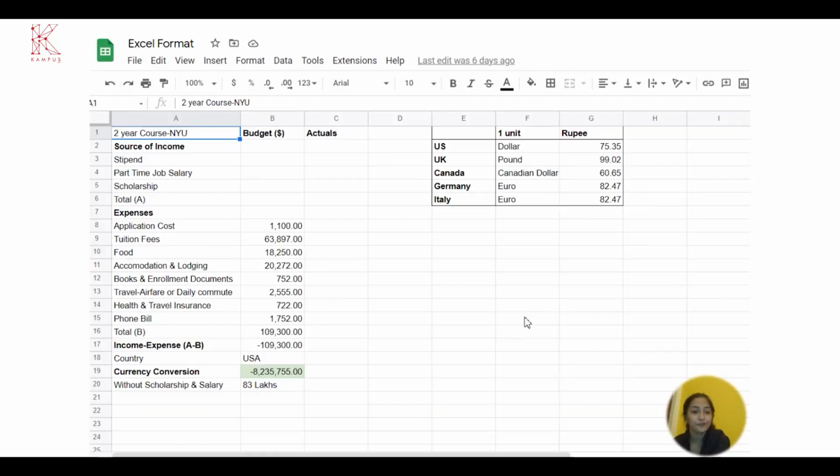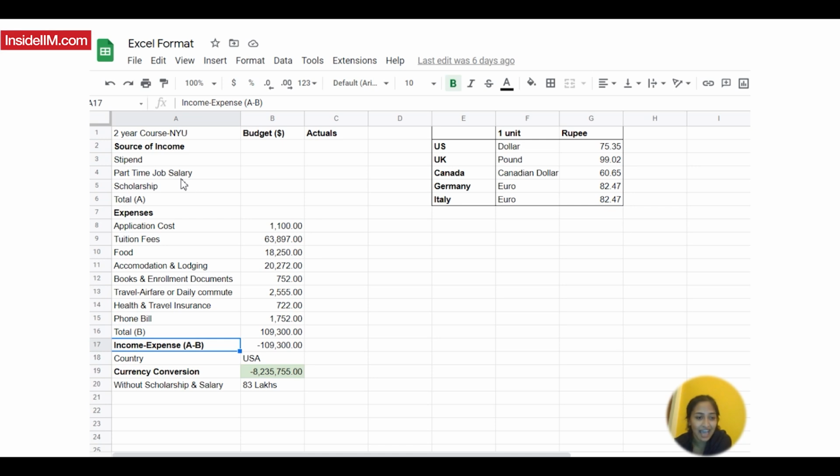So let's begin. If you see this Excel sheet, you will see it's a 2-year course at New York University, that is my university. And this is the source of income, which can be divided into stipend, part-time job, scholarships, and expenses can be application cost, which happens when you apply to a college, tuition fees, the food, the accommodation and lodging, books, travel, airfare and daily commute, health and travel insurance, and phone bill.